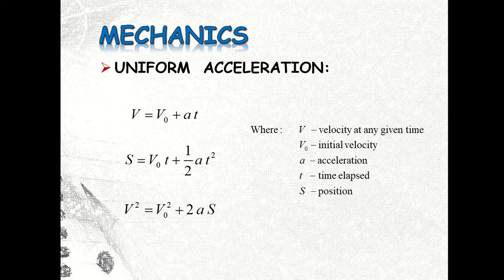So these are the definitions of the symbols in these formulas, v, s, and t. v is the velocity at any given time, v0 or v sub 0 is the initial velocity, a is the acceleration, t is the time elapsed, and s is the position. Position is the distance traveled or covered by a particle after it moves for a certain time.